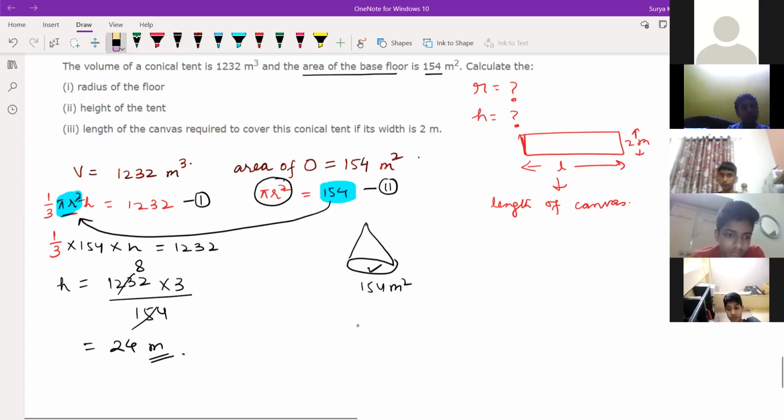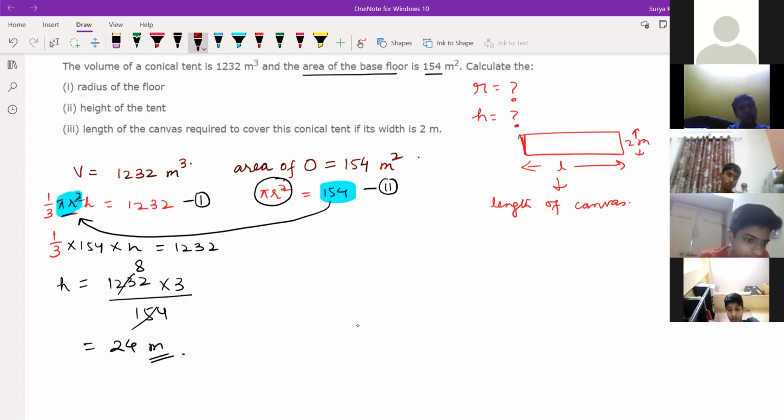Now the radius of the floor. How do we find the radius? From the second equation, right? I didn't understand, how did we get 24 meters? See, in the 154 table, 8 threes are 24. You can cancel by 2 also. Any table you try to cancel, you'll get 24 only. 8 into 3, that is 24 meters.